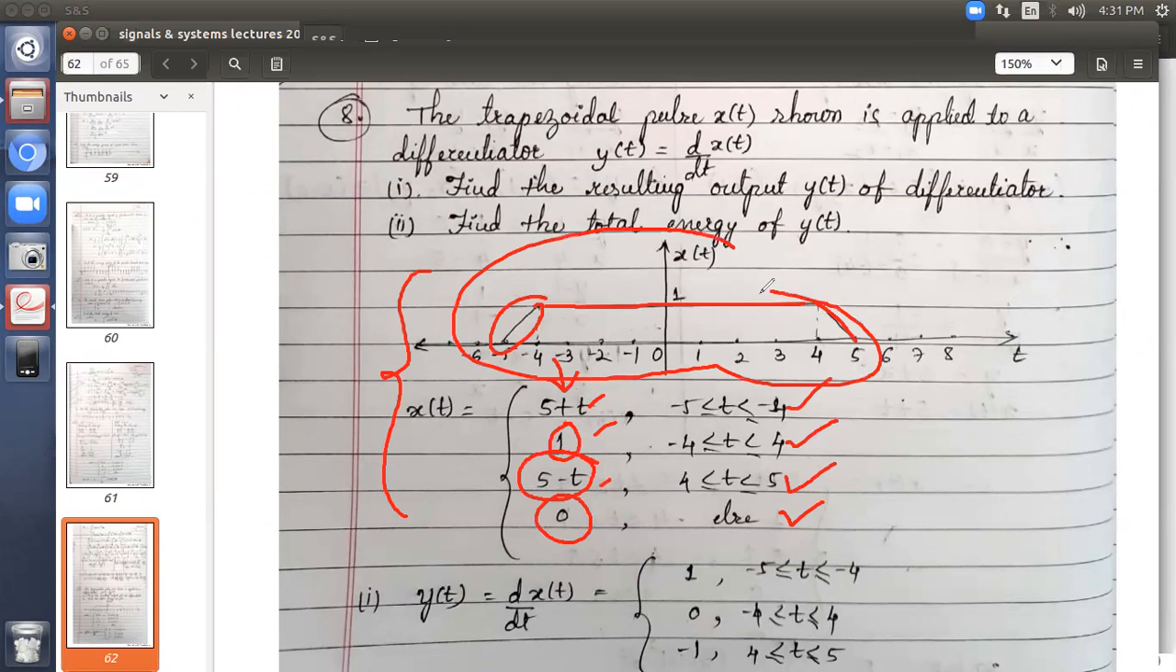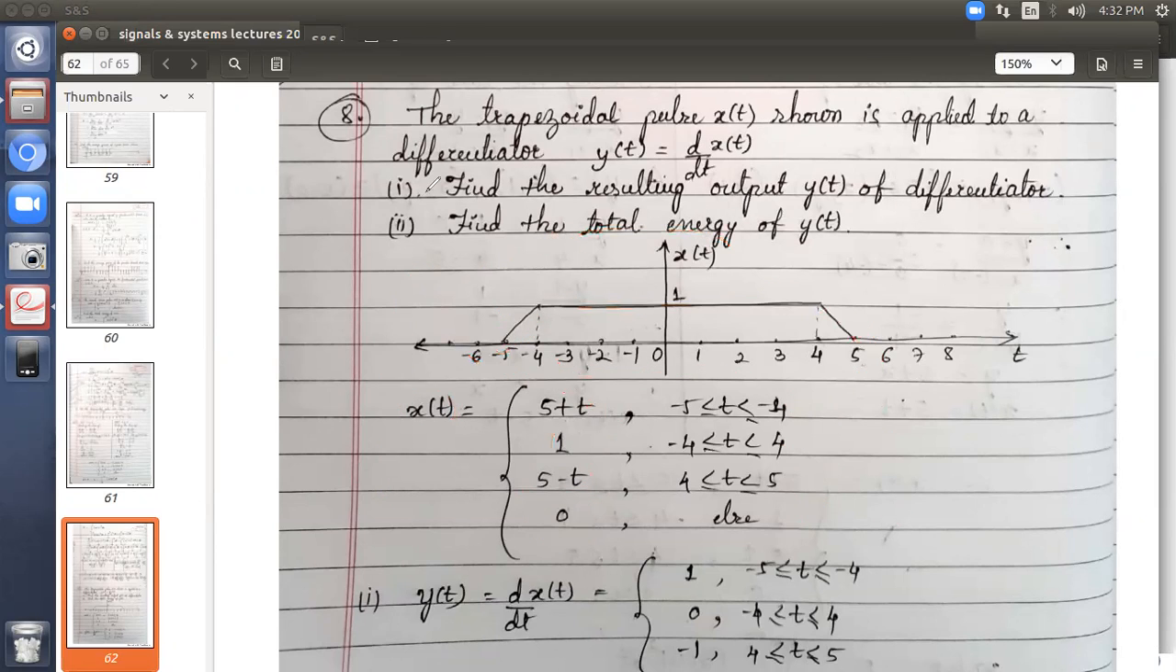In the examination, if this question is asked, you can't memorize these lines. The points may be different. So according to the question, you have to first frame x of t. From the figure, get the equation for x of t. That is your first job. Here I have directly taken it from the previous question. Now, according to the first sub question, we need to find the resulting output y of t. What is output y of t? It is the differentiation of x of t.